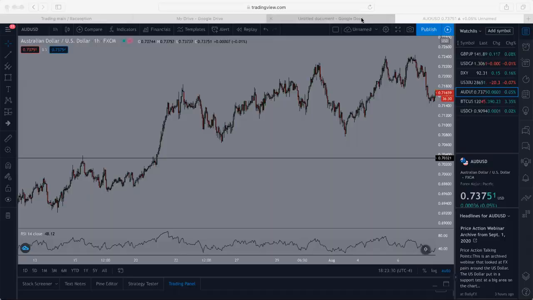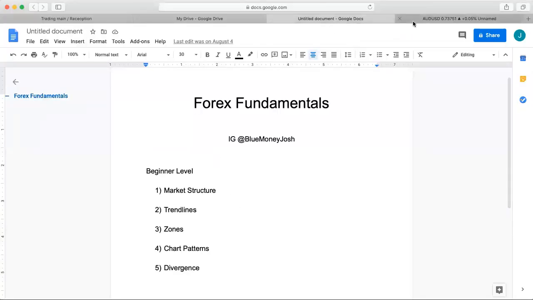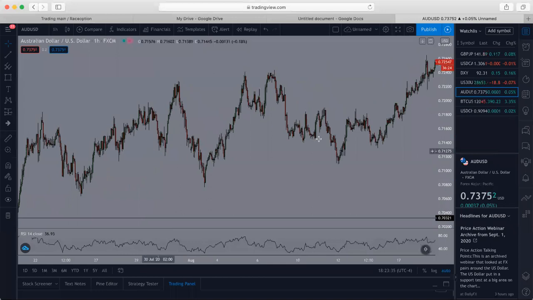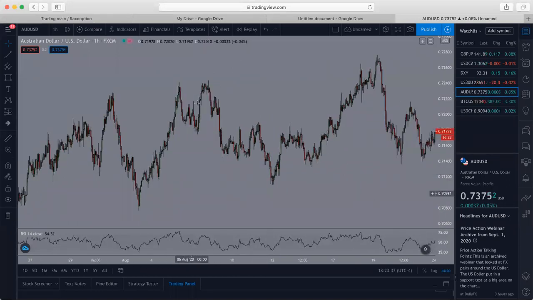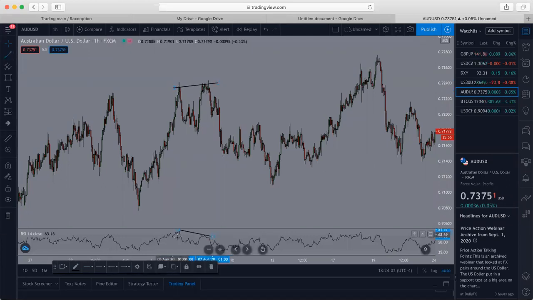What's next? Divergence. Divergence is actually one of my favorite confirmations. I like using it with the chart patterns. I'm going to show you what it looks like. So divergence is when the price is doing the opposite of the RSI, right? So this price is going kind of straight or even up a little bit, if we don't count the wicks, it's going up. And then the RSI is dropping, right?